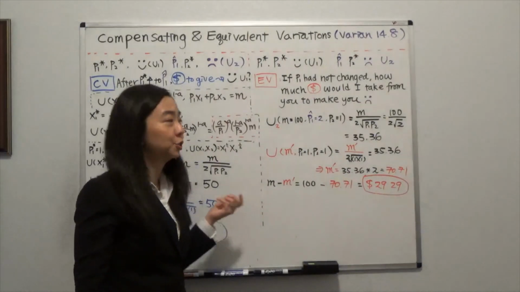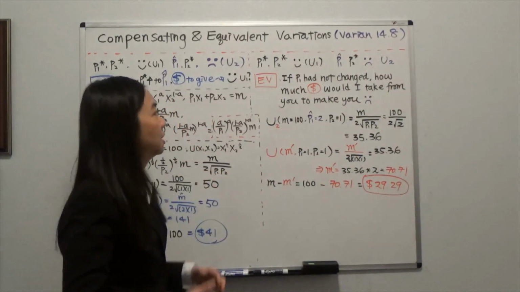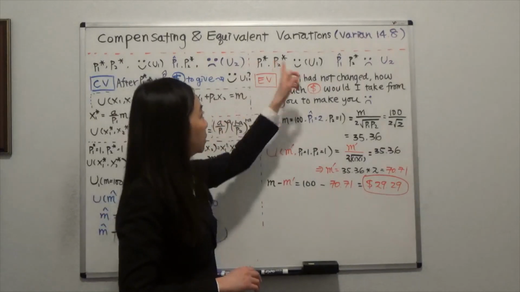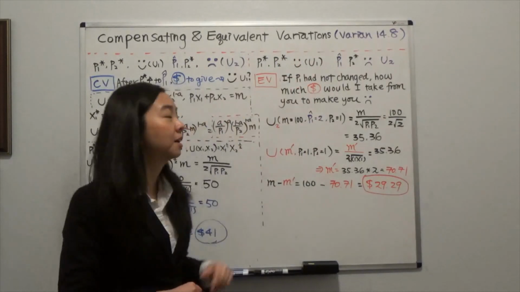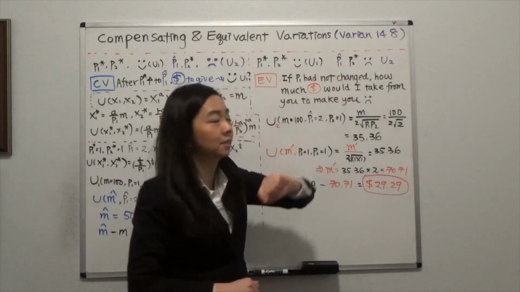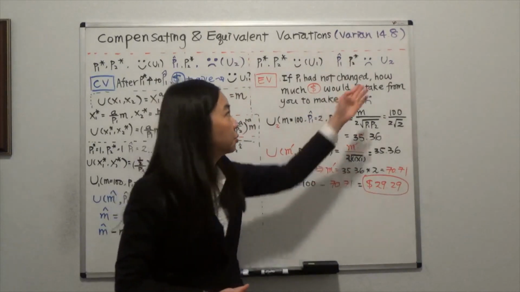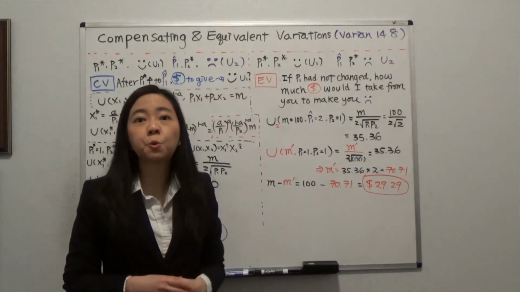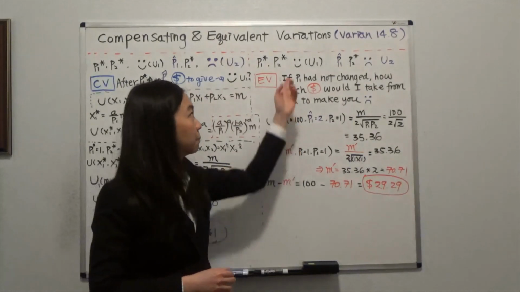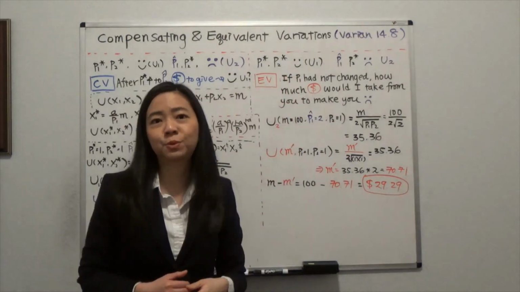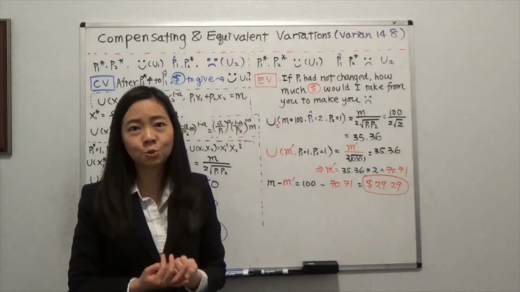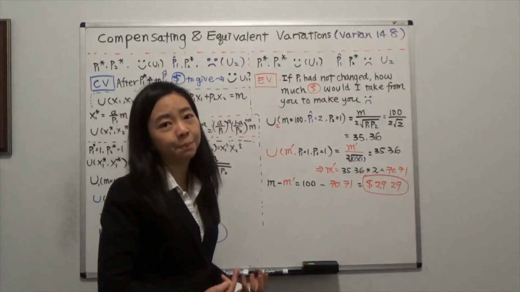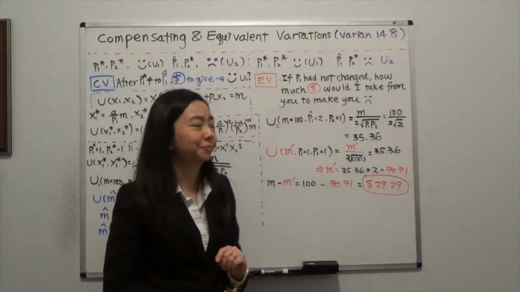Now let's move on to equivalent variation. So we know that in period 1 your utility was higher, and in period 2, because the price of good 1 has gone up, you are less happy. So my question is this. If I could go back to the previous period, period 1, how much money do I have to take away from you so that you're as unhappy as in period 2?